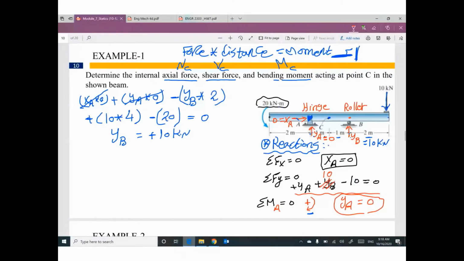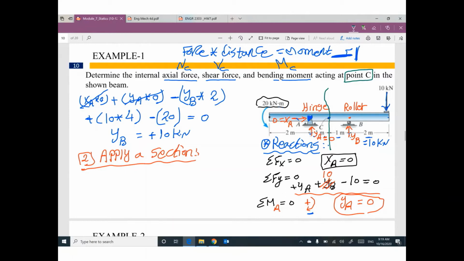Second step. So first step is reactions. Second step, apply a section. We need to cut this beam at a specific point. What do you think? Which point am I going to cut this beam at? I believe we are going to cut this beam at point C. We are looking for internal forces at C. So I'm going to cut this beam at C like this.